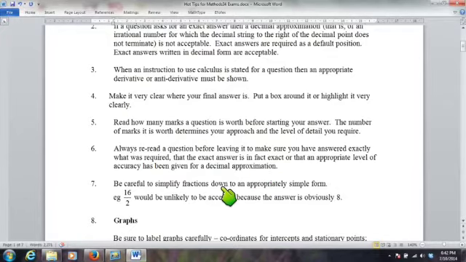Alright, number 7. Be careful to simplify fractions down to an appropriately simple form. E.g., 16 over 2 would be, in my view, from what examiners have said at the sessions that I've been to, unacceptable. You would have to give 8 as the answer. And similarly, 2 over 16 wouldn't be much good either. You'd have to give 1 over 8. Okay, you get that? Very good.